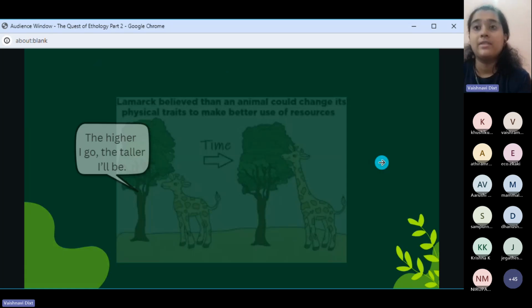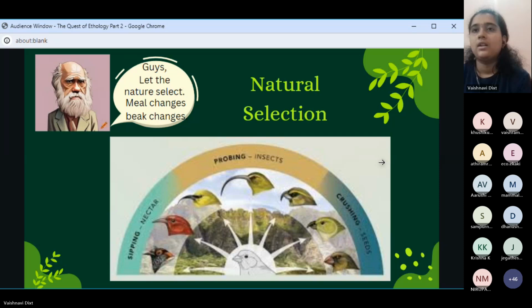Then came Darwin's theory. Darwin said, let the nature select, guys. The nature will select. The fittest of all in the population will survive, and those will be selected by the nature, of course.